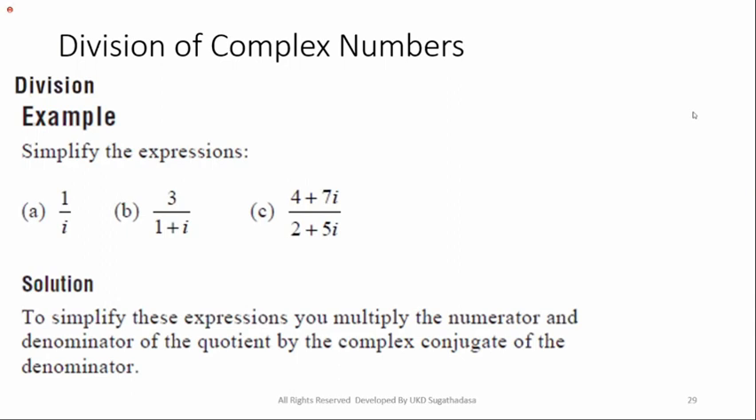To simplify this expression, you multiply the numerator and denominator of the quotient by the complex conjugate of the denominator. The denominators are: the first one is i, second one is 1 plus i, third one is 2 plus 5i. Multiply both sides by the complex conjugate of the denominator. At the same time, you can see the answers also.